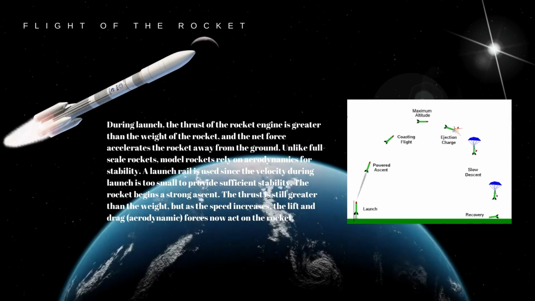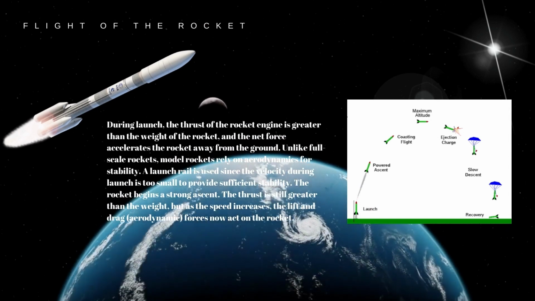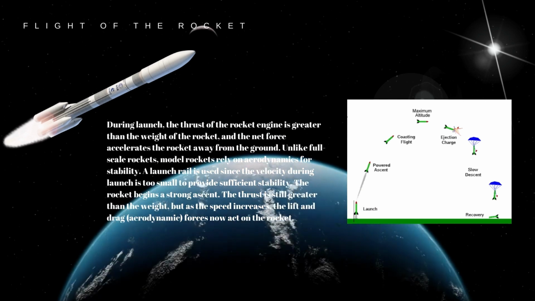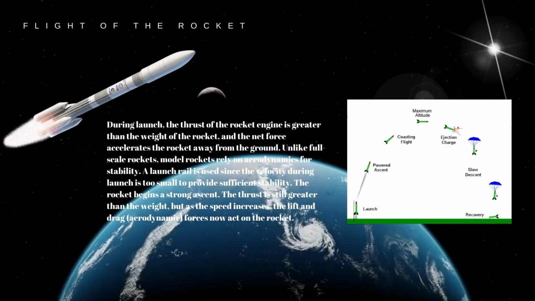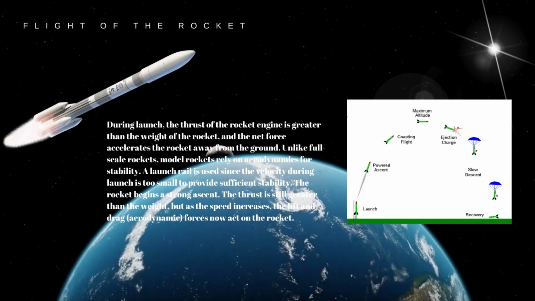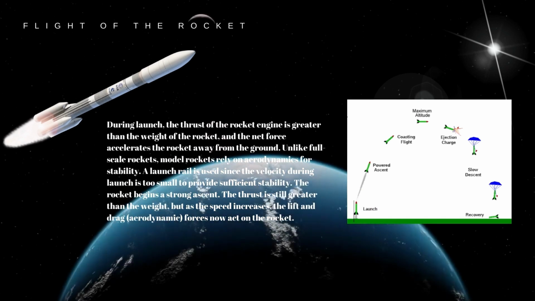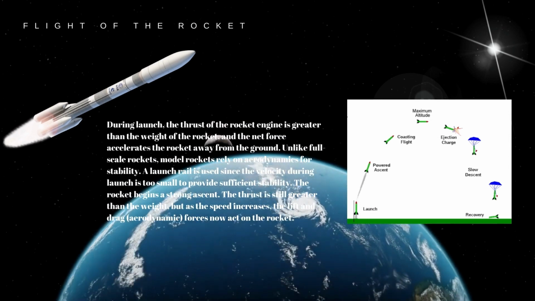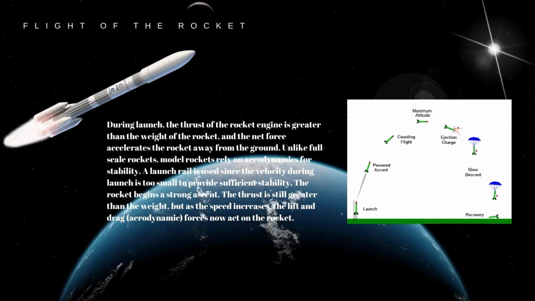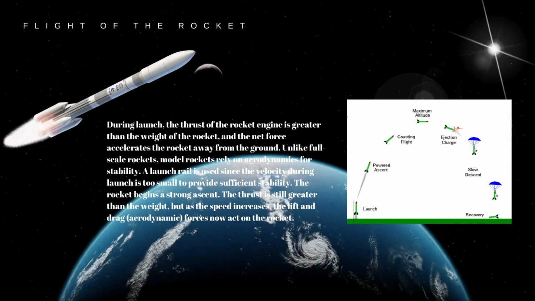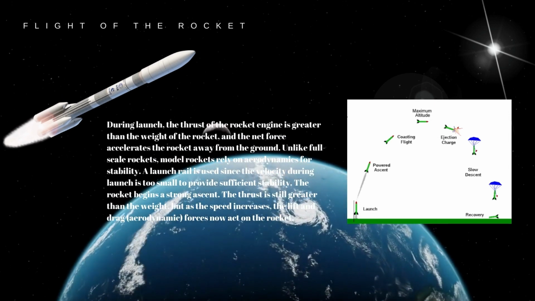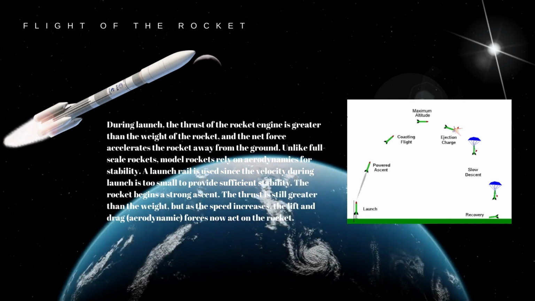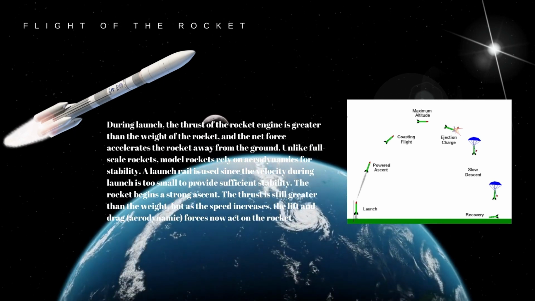And the flight of the rocket. This is an important topic for rocket launches. During launch, the thrust of the rocket engine is greater than the weight of the rocket because rockets need to fly. You can see in the picture, the net force accelerates the rocket away from the ground. Unlike full-scale rockets, model rockets rely on aerodynamics for stability. A launch rail is used since the velocity during launch is too small to provide sufficient stability.